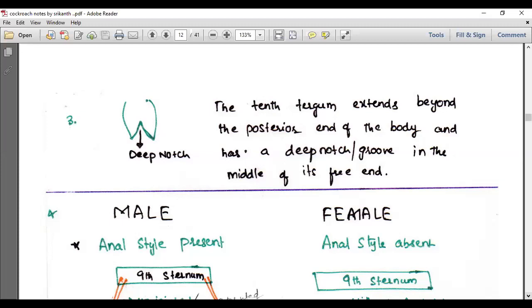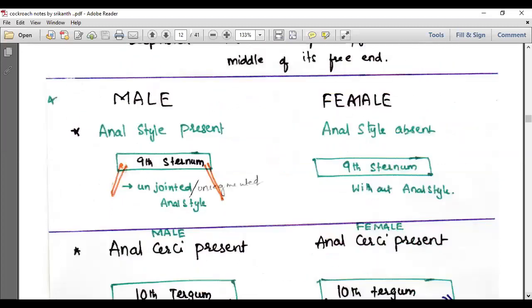And the very important area about the unsegmented appendage, that is the anal style. Anal style is present only in the male. You can't see the anal style in the female. The anal style is present on the ventral side and arises from the 9th sternum. It is an unjointed or unsegmented appendage. Appendage means an outgrowth of the body, which came out from the body. So this is the story of the anal style.